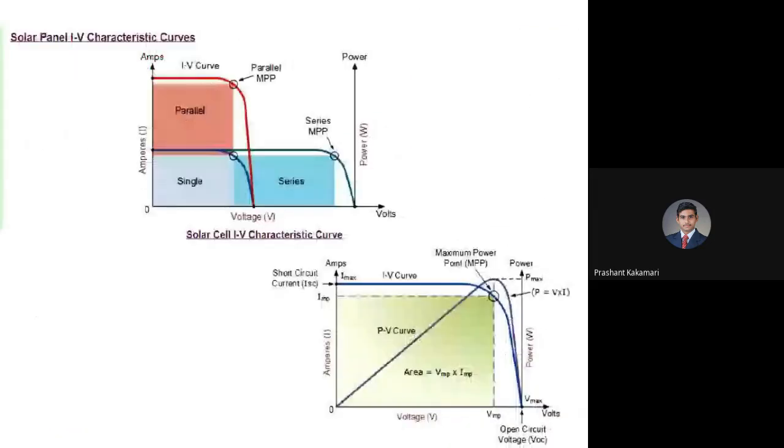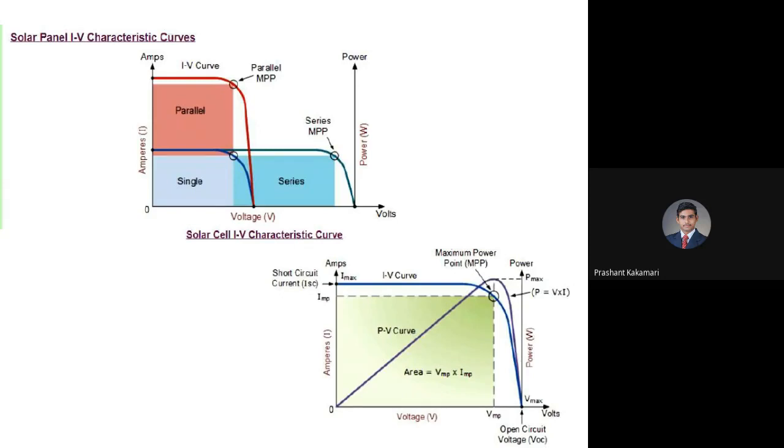So here you can see, to find the maximum power, you have to multiply the maximum voltage and the maximum current that is coming from the cell. From that, one can get the power available in the given cell.